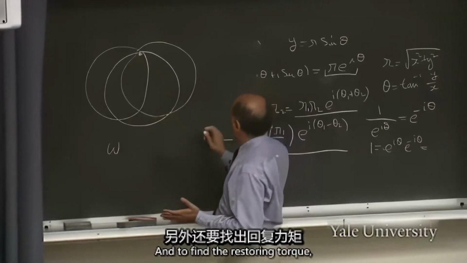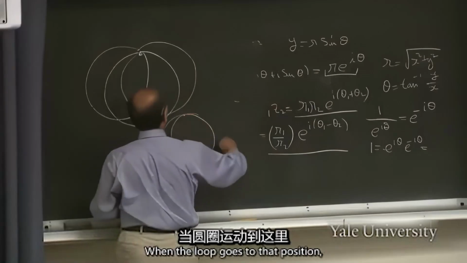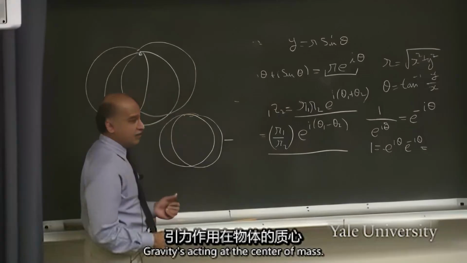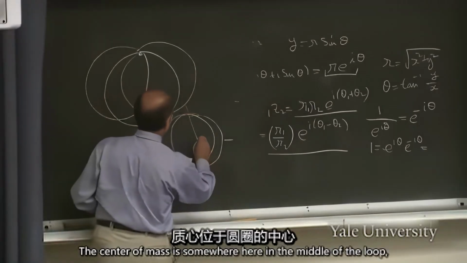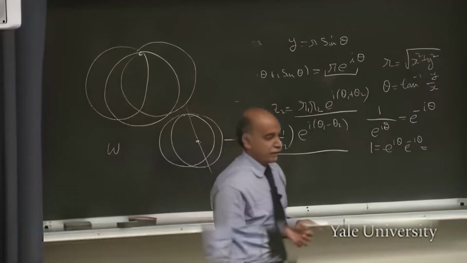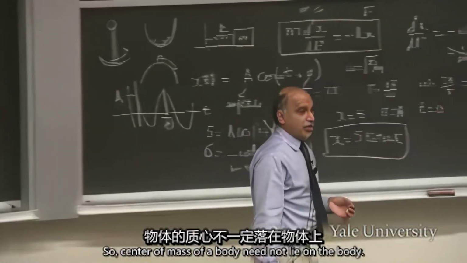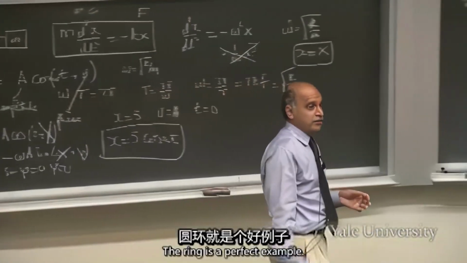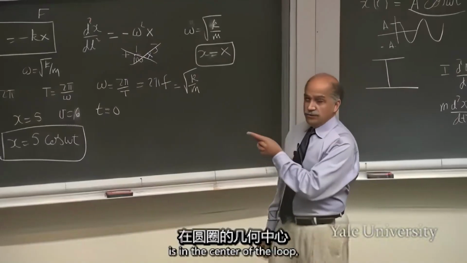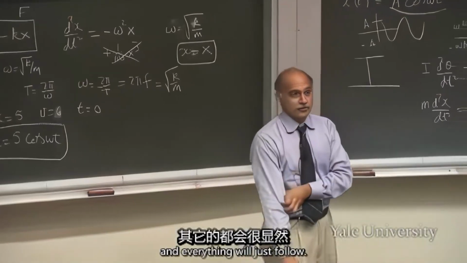And to find the restoring torque, here is the part that blows everybody's mind. When the loop goes to that position, where is gravity acting? Gravity is acting at the center of mass. Center of mass is somewhere here in the middle of the loop, even though there is no matter there. So center of mass of a body need not lie on the body. The ring is a perfect example. So if you remember the center of mass of a loop is in the center of the loop, and put the mg there, you will get the right torque, and everything will just follow.